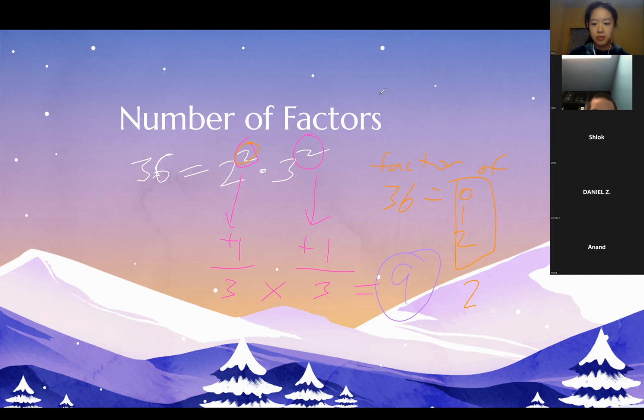That's the possibilities for 2s. And then you could also have 0, 1, or 2 3s. So there are 3 possibilities for how many 2s and 3 possibilities for how many 3s. Therefore, the total number of possibilities is 9. This is why we add 1 to each exponent and then multiply them together. Okay, hopefully that makes sense.